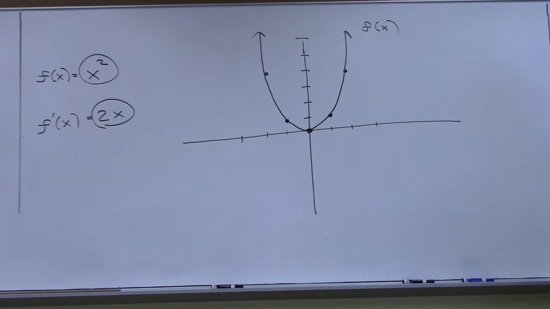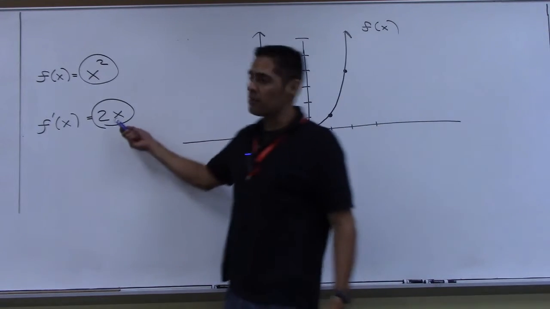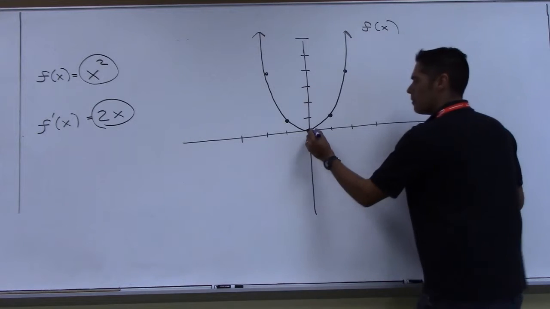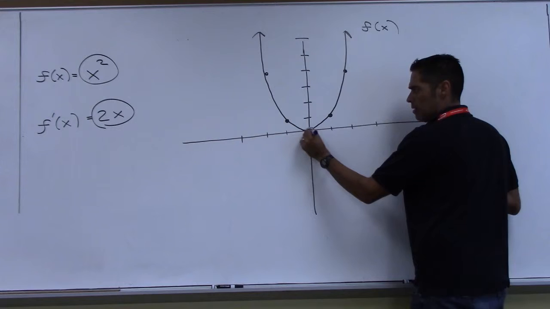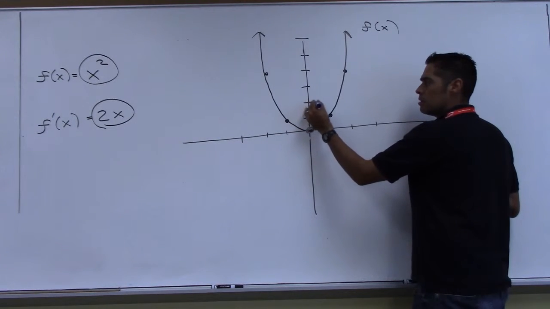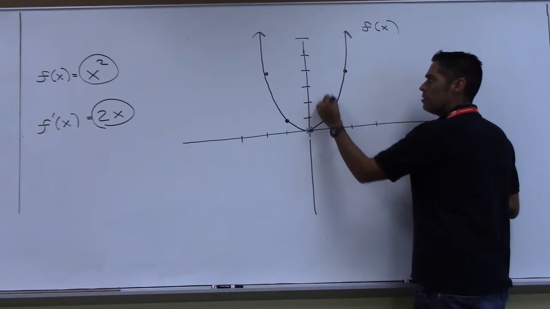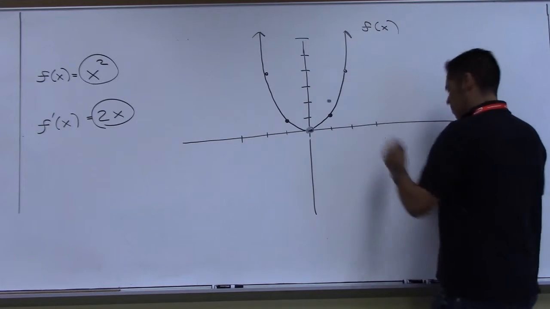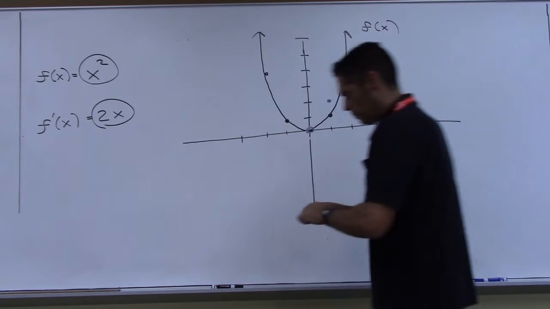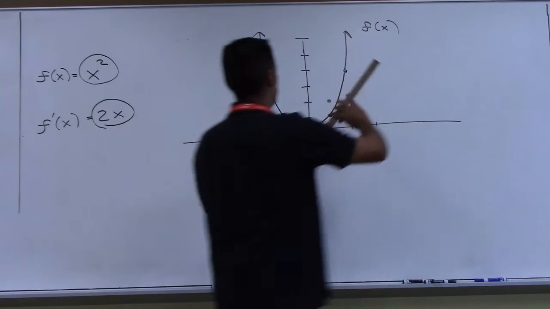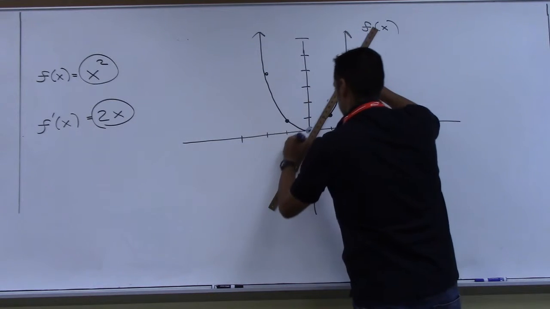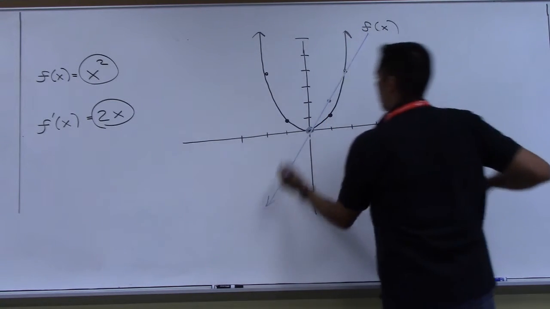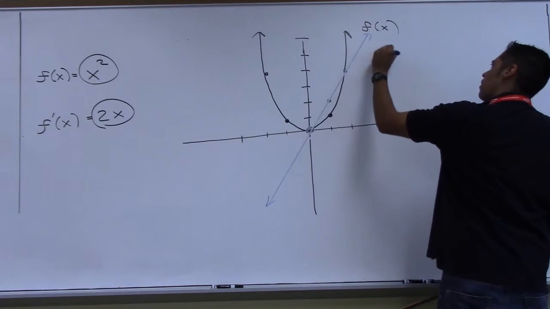That's f of x. What does its derivative look like? Well, 2x, right? Let's plot that. Where does it start? Right here, and then up 2 to the right 1, then up 2 to the right 1. So it should be that line right through there. Okay with that? So something like this. That right there is f prime x.